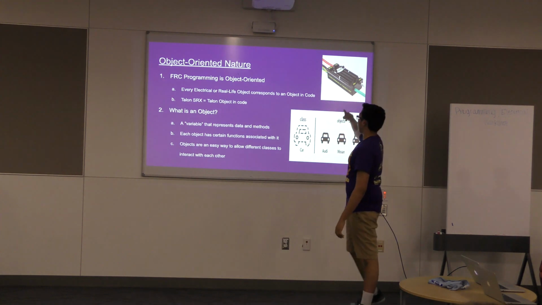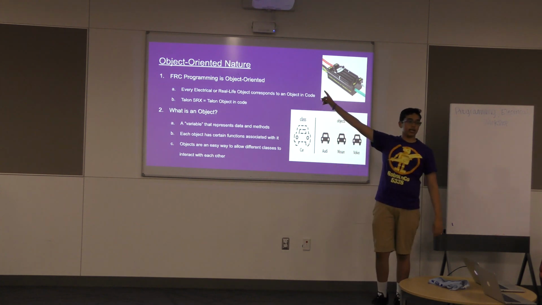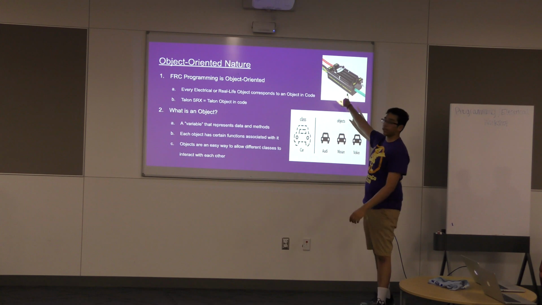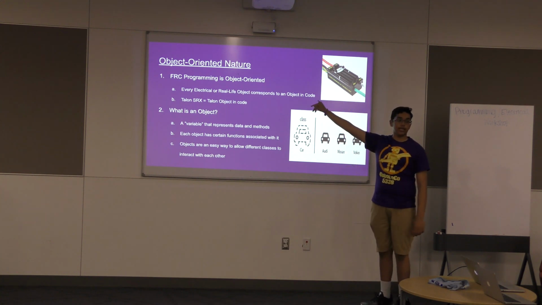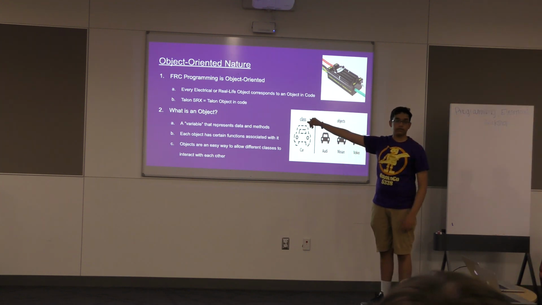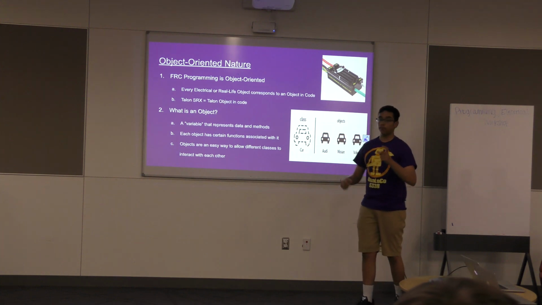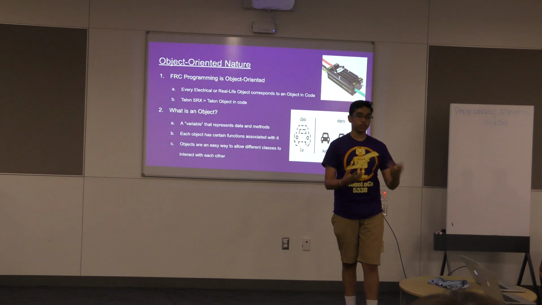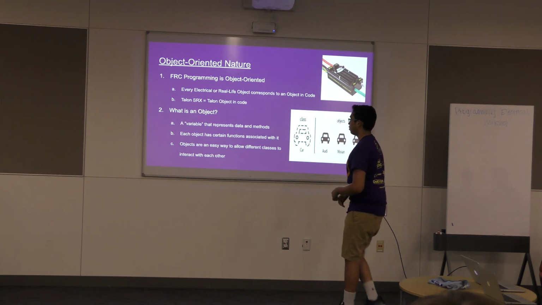So for example, we have our talent object, right? Can anyone guess what that's going to do? If I tell you a talent is a motor controller, meaning it controls motors, can anyone guess what a talent object is going to do? It's going to control the robot's movement. Perfect. So a talent object, it'll have methods associated with it, which control the robot's movement.